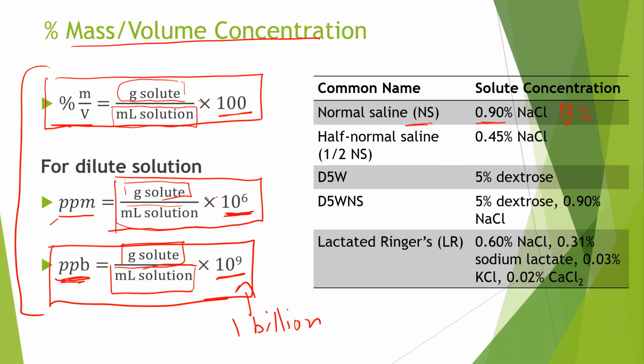Remember, ppm stands for parts per million and ppb stands for parts per billion. These two units are used only to describe extremely dilute solutions.